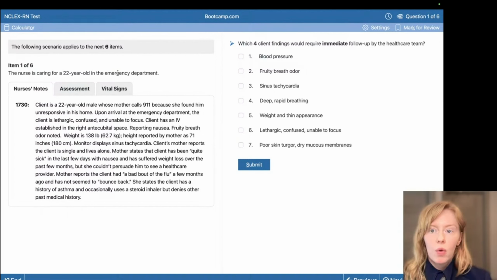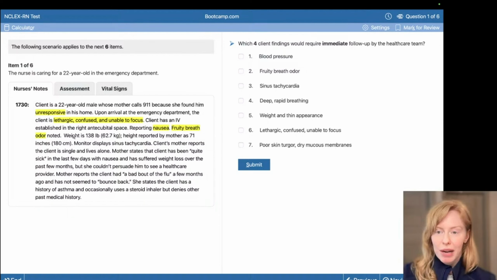So all right, we've got a 22-year-old in the emergency department. His mother calls 911 because she found him unresponsive at home, so that's not good. Then he comes to the ED, he's lethargic, confused, and he can't focus. He already has an IV when he comes in. He's nauseous with a fruity breath odor. So I think some of you already might know what this might be. If you have any ideas, you might drop it in the chat.